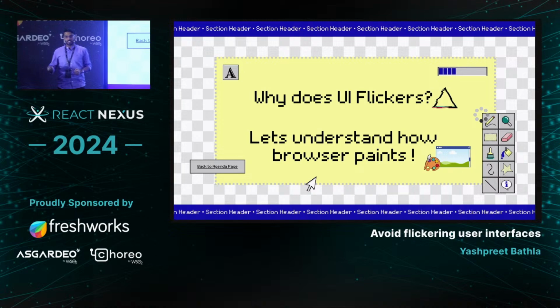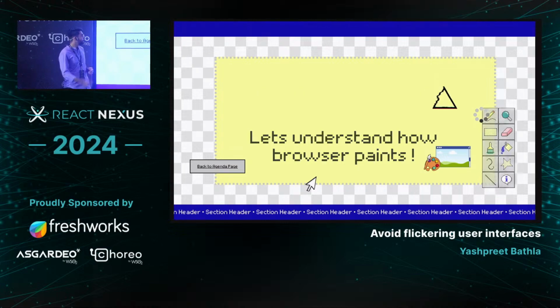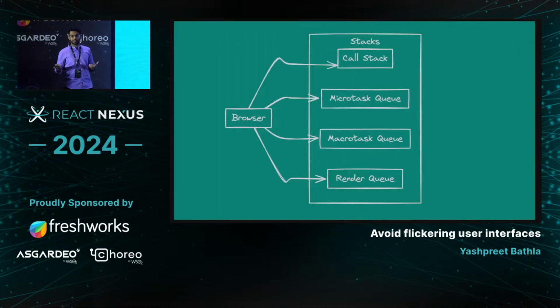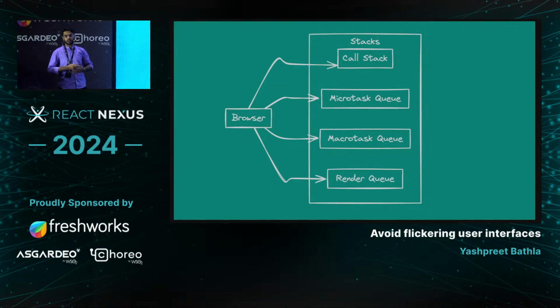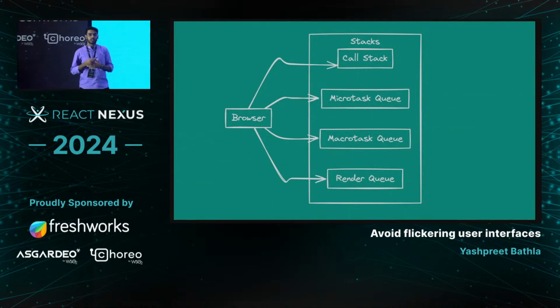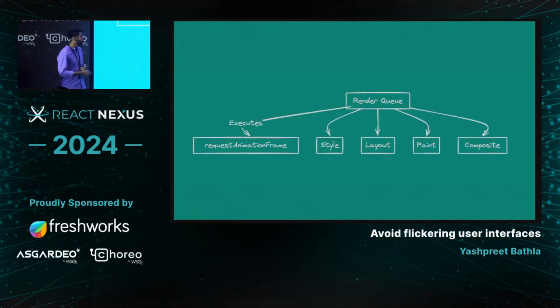So why does the UI flicker? Let's understand how the browser actually paints. As almost all of you might have heard, there's a main stack in the browser, then there's a microtask queue and a macrotask queue, but the thing that most people might not have heard of is the render queue. The browser maintains these queues in order to do a lot of JS execution, rendering, and other things. But it also maintains a render queue to manage how the browser paints on the screen. So let's discuss the render queue, because I think the other queues are well known.